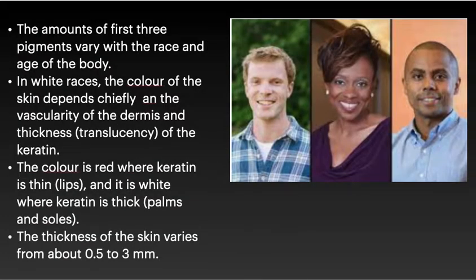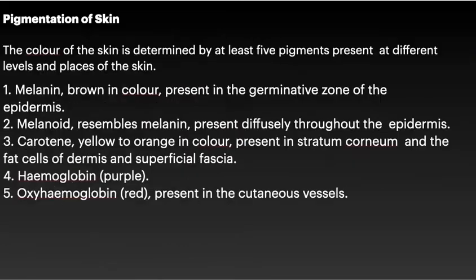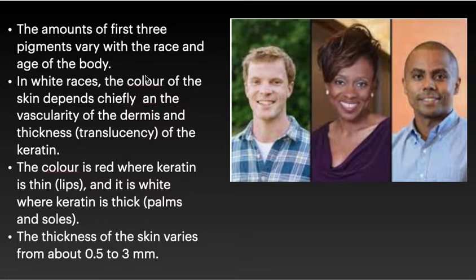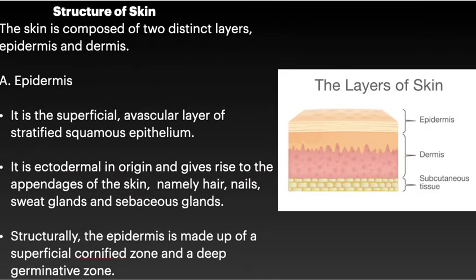Now, the amounts of the first 3 pigments, that is melanin, melanoid, and carotene, vary with the race and age of the body. In white races or the Caucasian race, the color of the skin chiefly depends on the vascularity of the dermis and the thickness, that is the translucency, of the keratin. The color is red where keratin is thin, that is the lips, and it is white where keratin is thick, that is the palms and soles. The thickness of the skin varies from about 0.5 to 3 mm.